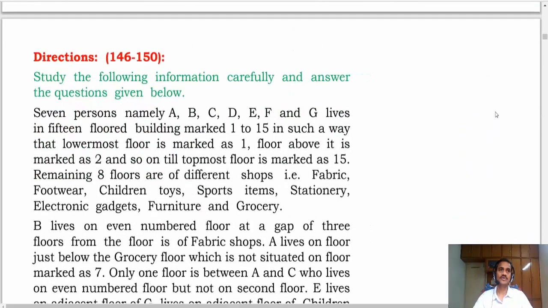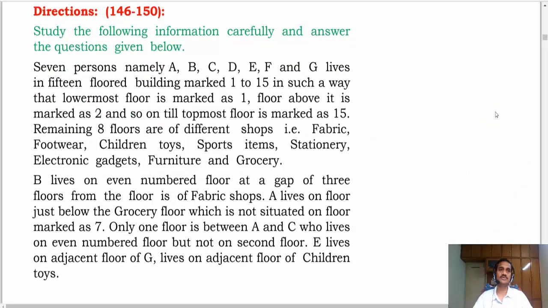Now in this 146 to 150, tell me what information we have. Seven persons: A, B, C, D, E, F and G. How many are there? In total 7 members. They live in a 15-floored building marked 1 to 15, in such a way that the lowermost is 1, above that is 2, and the topmost floor is the 15th floor. And the remaining 8 floors are different shops. So there are 7 persons on those floors and 8 shops as well.